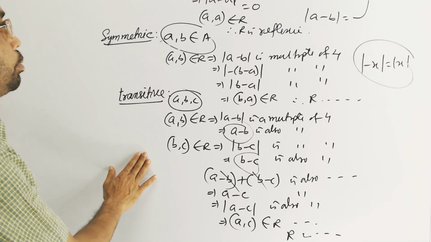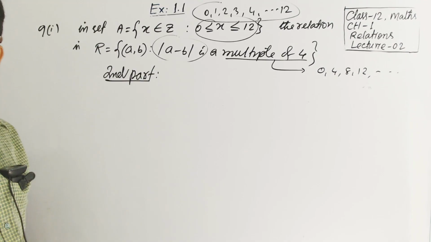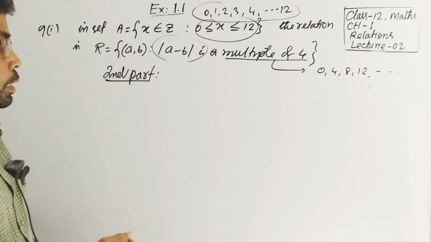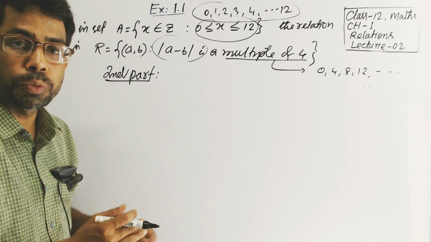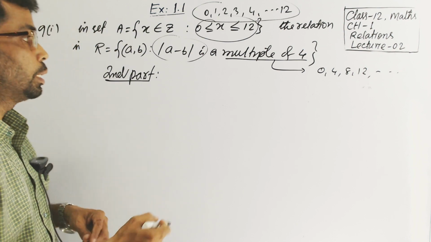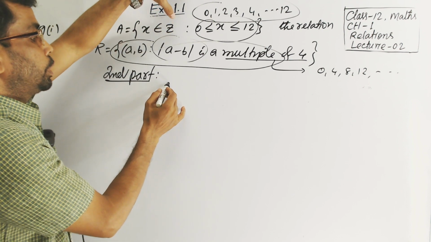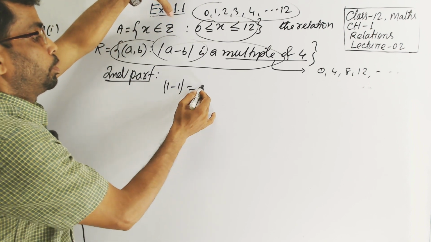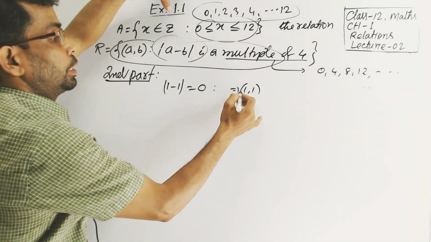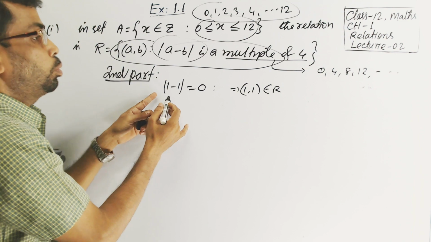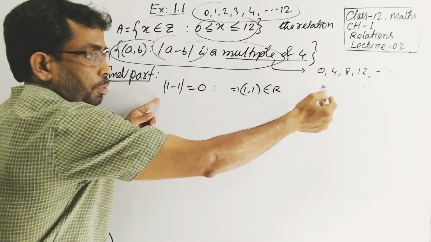Now in the second part, we have to write the equivalence class of 1. That means all those elements which are related to 1 under this condition. So we can see 1 minus 1 is equal to 0, and 0 is a multiple of 4 here, that means (1, 1) is in the relation. Then with 1, what are the other numbers which will satisfy this condition? That means the difference is a multiple of 4.